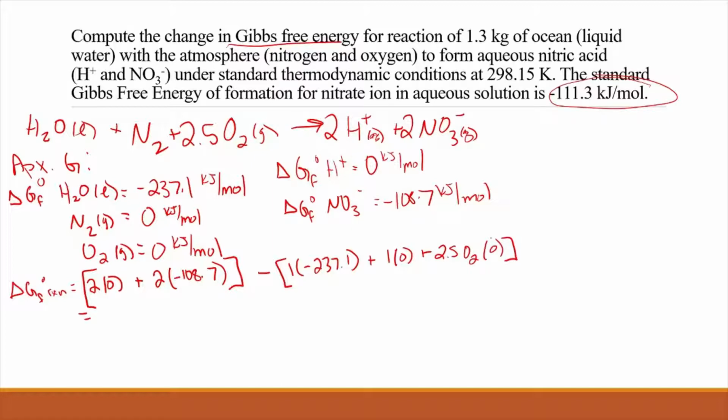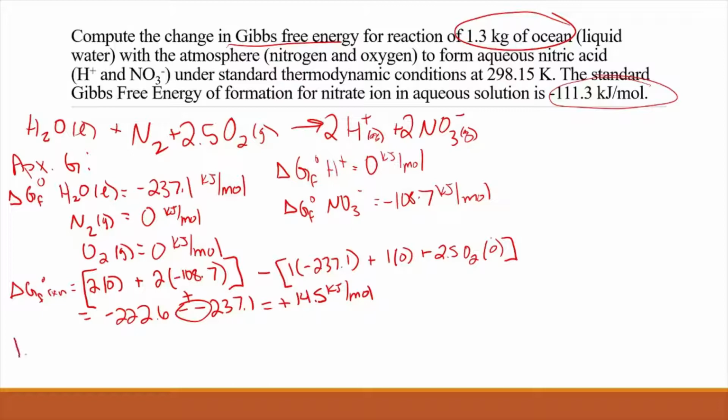So then this gets us negative 222.6 minus negative 237.1, makes that positive. So this gets us positive 14.5 kilojoules per mole. So that's our first step here. And we want just kilojoules. We don't want per mole because we are looking at an amount, 1.3 kilograms of water. So we need to take this 1.3 kilograms and turn it into moles because our units for delta G are kilojoules per mole. So we need moles of water.